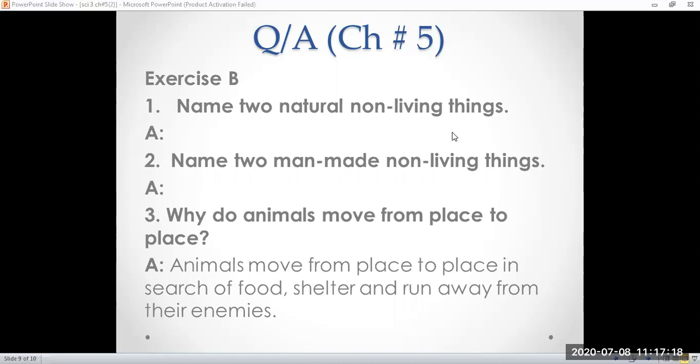What is the answer of question number 3? Question number 3 answer is visible on your screens: animals move from place to place in search of food, shelter, and to run away from their enemies.